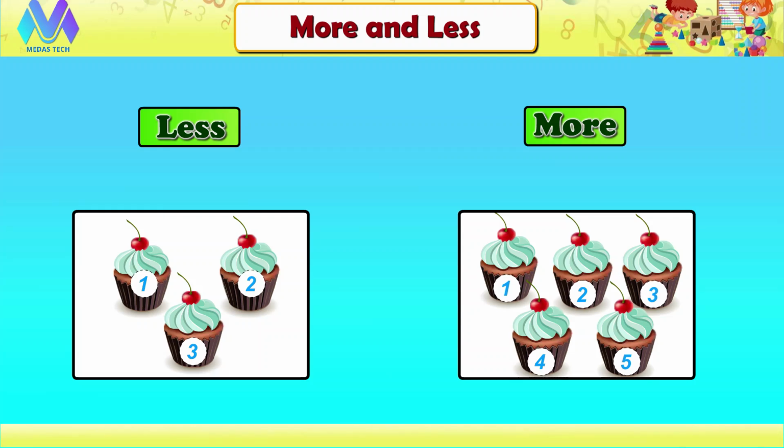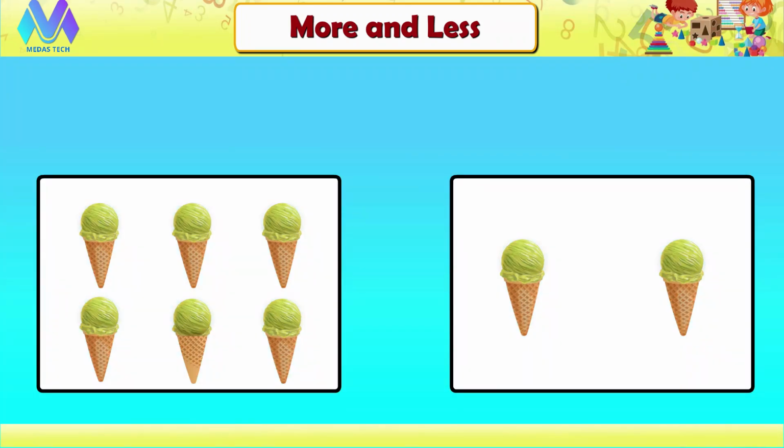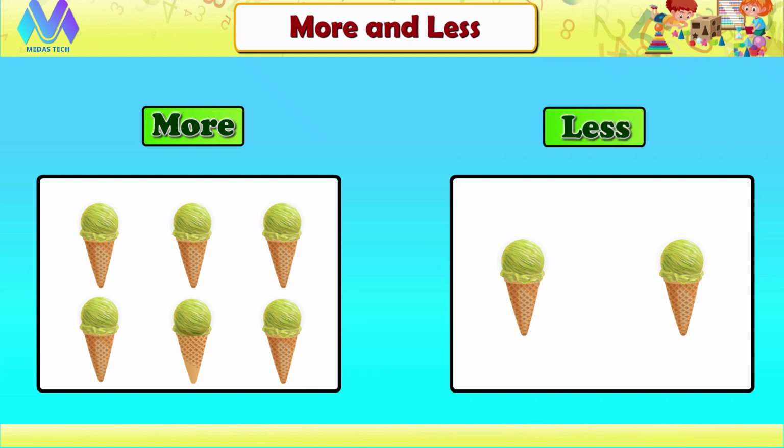With this, children, with the quantity we come to know what is more and what is less. Now let's see one more example. Here some ice creams are there. So the first one is more. So this is more, and the second one is less. See the quantity. The first one is more and the second one is less.